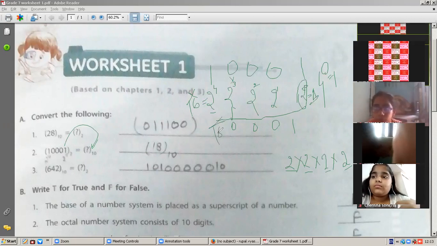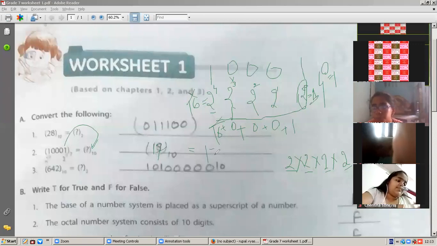Now we are going to add all these together. When we add, we get 17. I'm really sorry, the answer should be 17 over here. So the correct answer is 17. In the same way as we did the first one, you people have to do the third one, and this will be the answer.